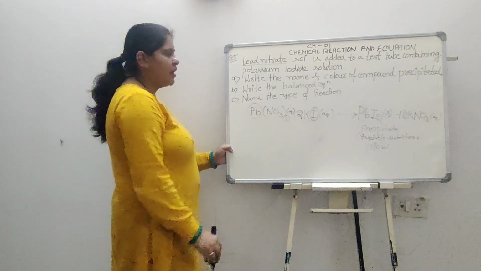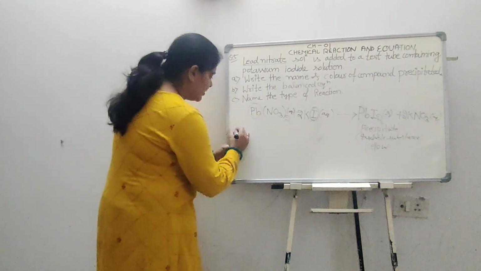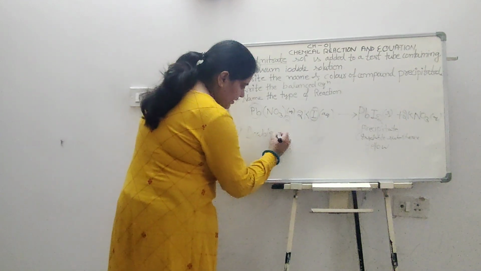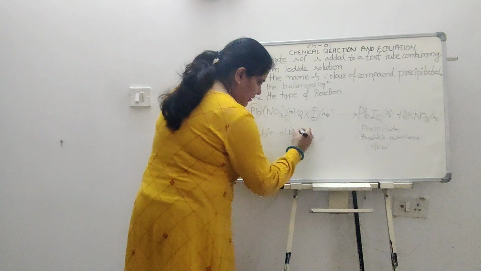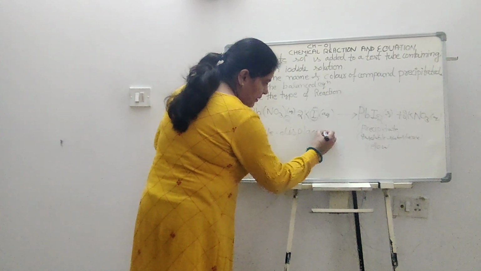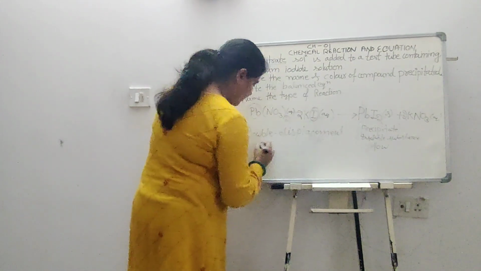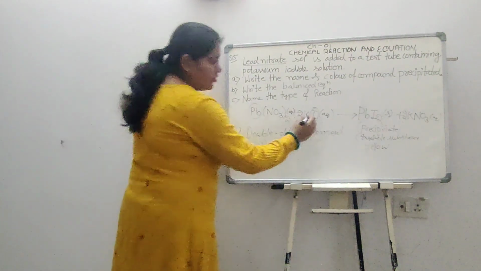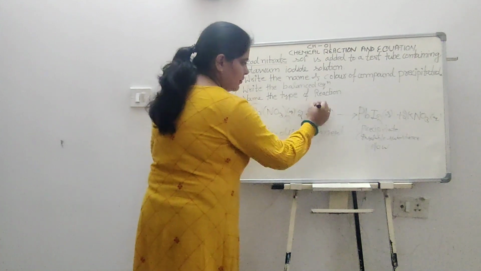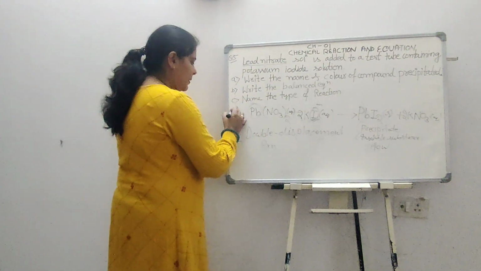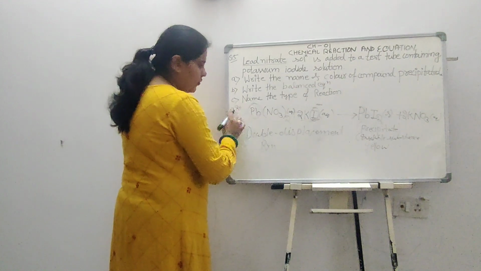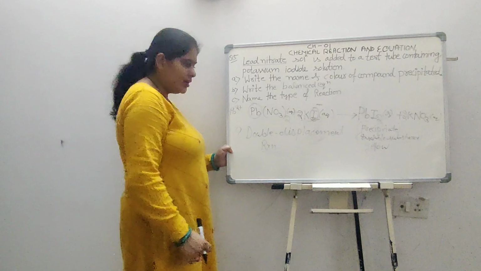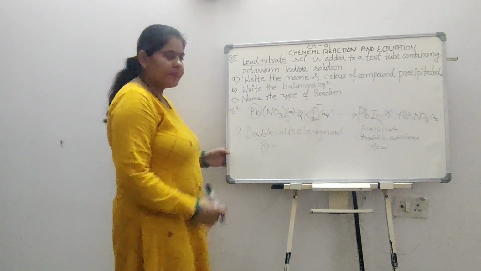Now name the type of reaction. Which type of reaction is this? This is a double displacement reaction. How? Because there is exchange of ions: I negative and Pb2 positive. So there is exchange of ions between the reactants. That's why this is a double displacement reaction.